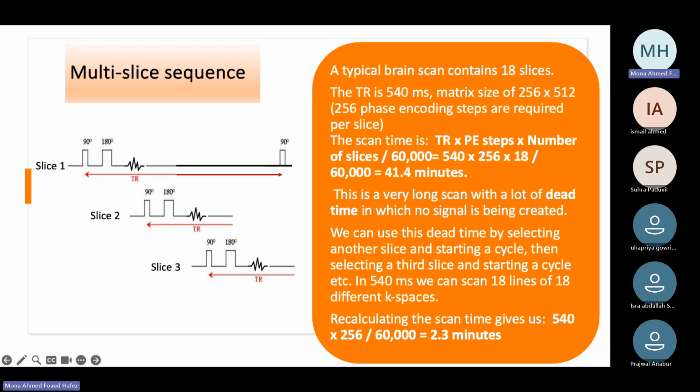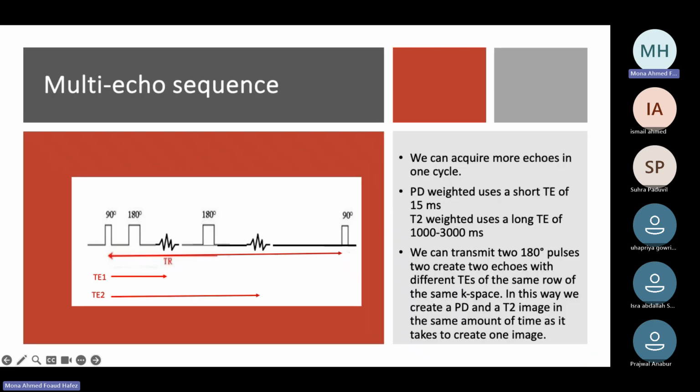We can use this dead time by selecting another slice and starting a cycle, then selecting a third slice and starting a cycle. So in 540 milliseconds, we can scan 18 lines of 18 different k-spaces. So we'll recalculate, it will take 2.3 minutes per scan. So we start slice 2 just after the echo time, then slice 3 just after the echo time of slice 2. So within that time, we started the 18 slices at once.